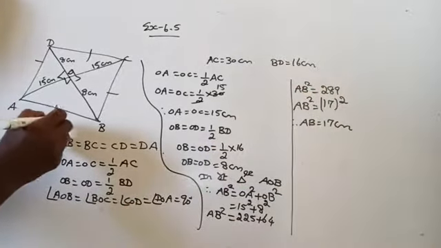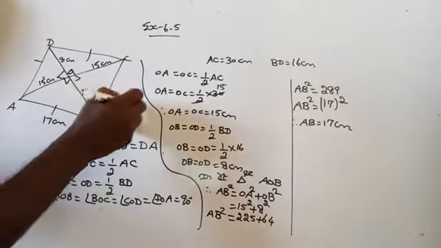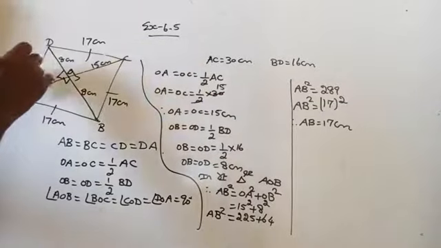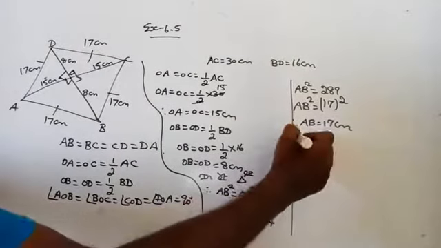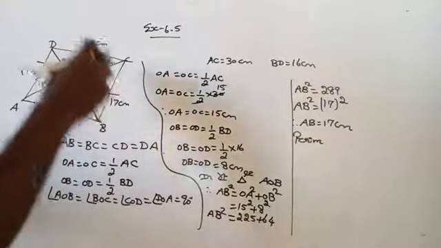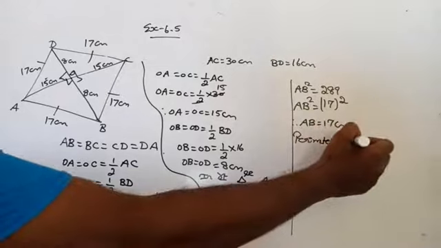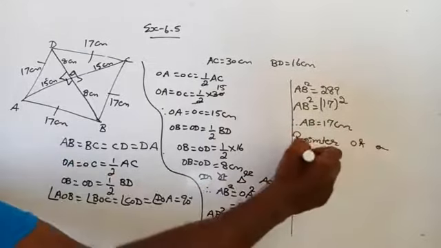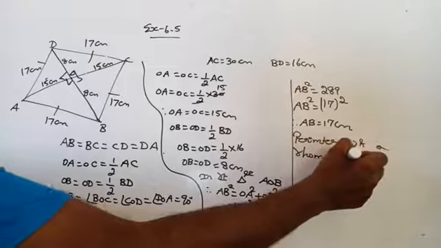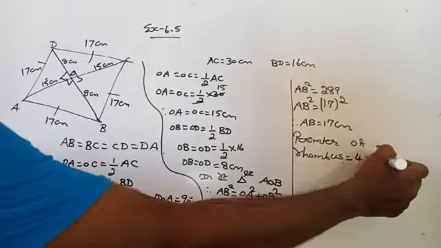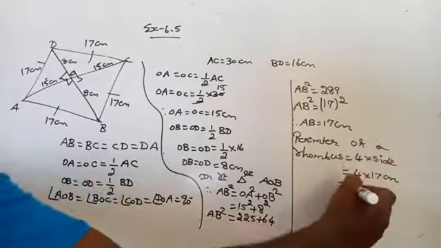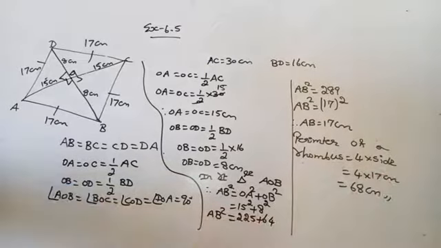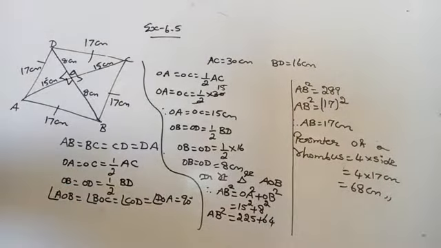Once you get the value of AB, we know that in a rhombus all sides are equal. So AB equals BC equals CD equals DA, 17 centimeter everywhere. But what you have to find is the perimeter of the rhombus. Perimeter of a rhombus is 4 into side, because all the 4 sides are equal in a square as well as a rhombus. So 4 into 17 centimeter is equal to 68 centimeter. Are you getting dear?